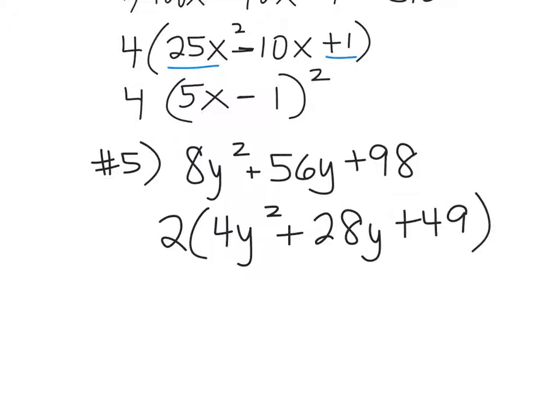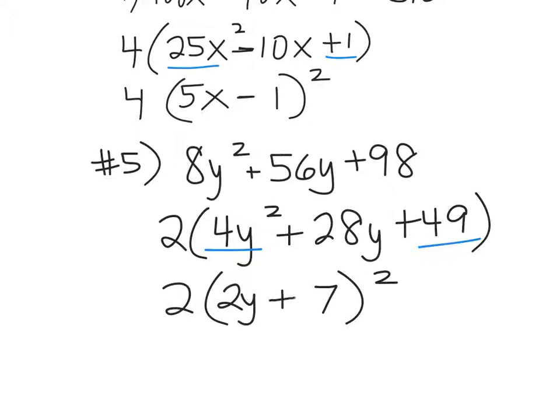Okay, so those are pretty big numbers, right? But did you recognize perfect square, perfect square? Yes. So keep that 2 out there. The square root of 4y squared is 2y. Square root of 49 is 7. The middle term is positive. There you go. So you get 14y. If you were to check, 14y and 14y make the middle term 28y. I like these.